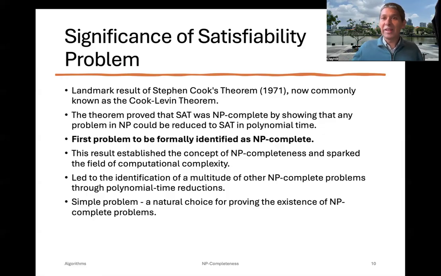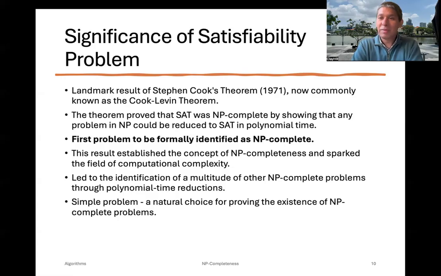And that result really got us started on this NP-completeness journey and this field of computational complexity that we are all so familiar with now when we study P and the P versus NP problem. But the SAT problem is what really got us started. So in that sense, it's a highly significant problem. It has led to the identification of thousands upon thousands of other NP-complete problems, but SAT was the original problem.